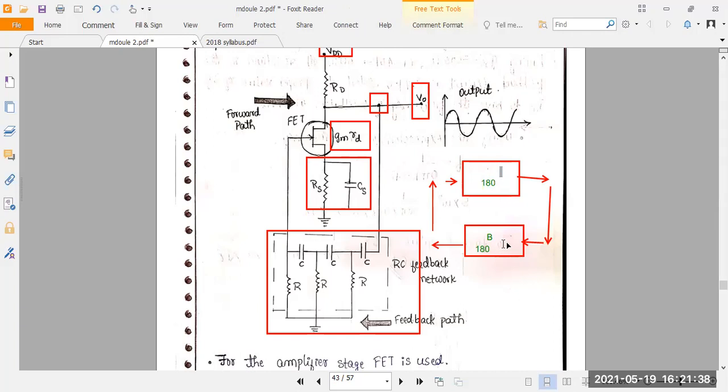And feedback, there are passive elements here. We can use only passive elements. We can't use any active elements in feedback. Understood? You have to take only passive elements for the feedback. See here, I have taken 3 capacitors and 3 resistors.